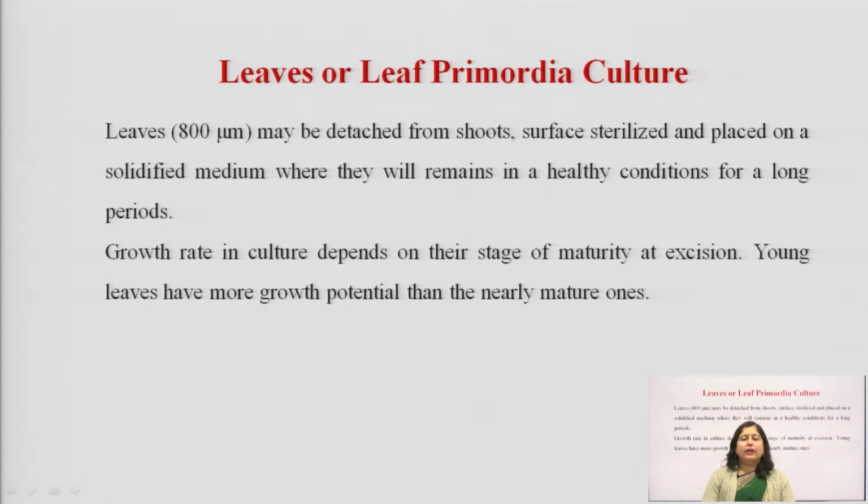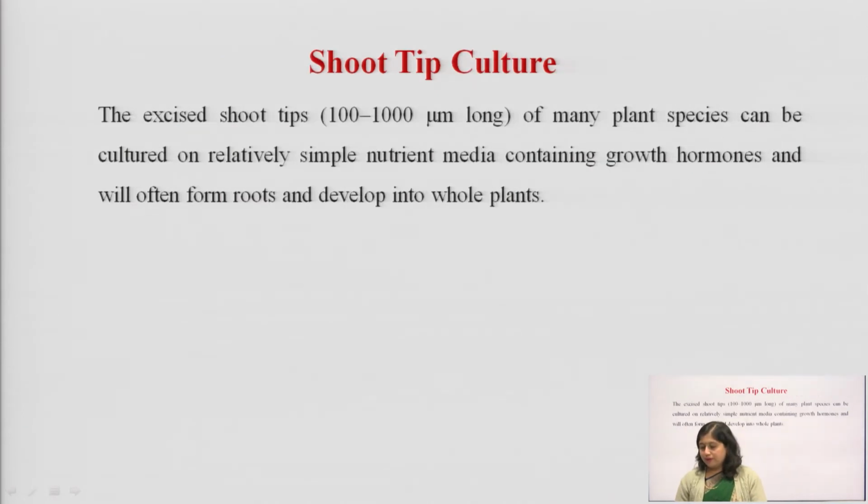Then leaf or leaf primordia culture. Here again we take about 800 micrometer of the leaves. They are detached from the shoots, then they are sterilized and placed on a solidified medium where they remain in the healthy condition for a long period of time. Growth rate here depends upon at which stage we have taken our leaf, whether it is a fresh leaf or an old leaf. Young leaves have more growth potential compared to the old leaves.